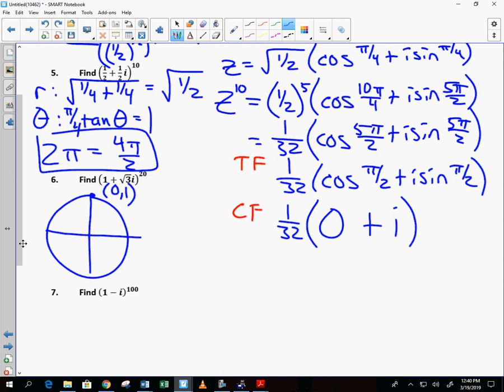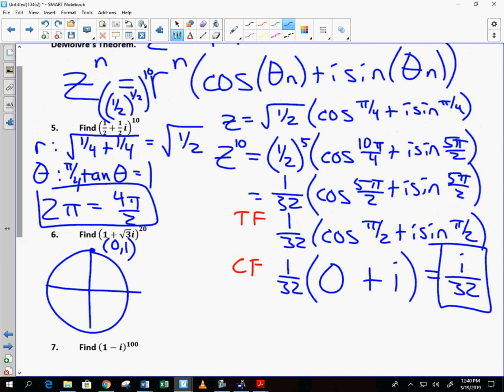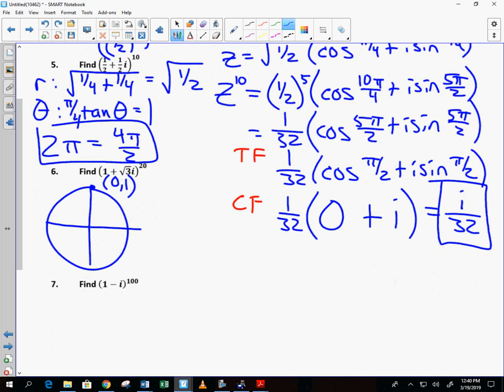So if I distribute this 1 over 32 to each of these, what's 1 over 32 times 0? And 1 over 32 times i is i over 32. So what that means is if you were to actually take 1/2 plus 1/2 i to the 10th, you multiply 1/2 plus 1/2 i out 10 times, what would it simplify to? It would simplify to just i over 32.